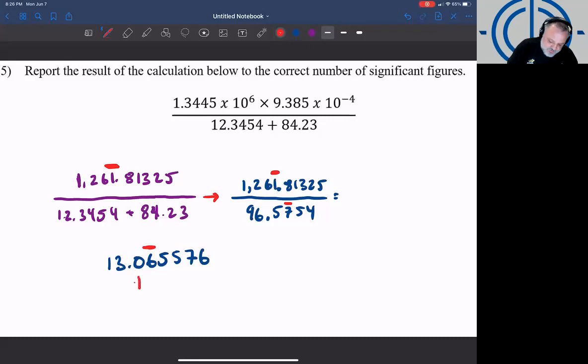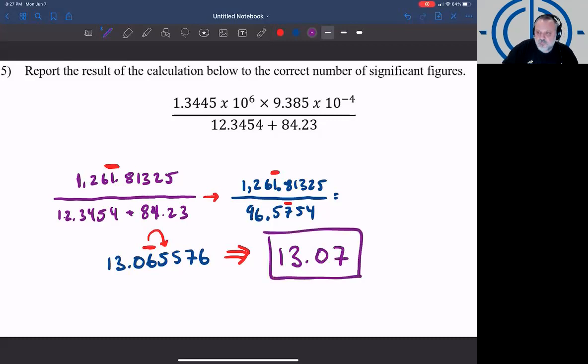So it's 13.06. Here is a sandwiched 0. That 0 will count as a significant digit. So 6 is going to be the number that needs to be rounded, and I look behind it. It's a 5, so I'm going to use the rule that says 5 and above gets rounded up. That means I'm going to report my final answer as 13.07. All right.